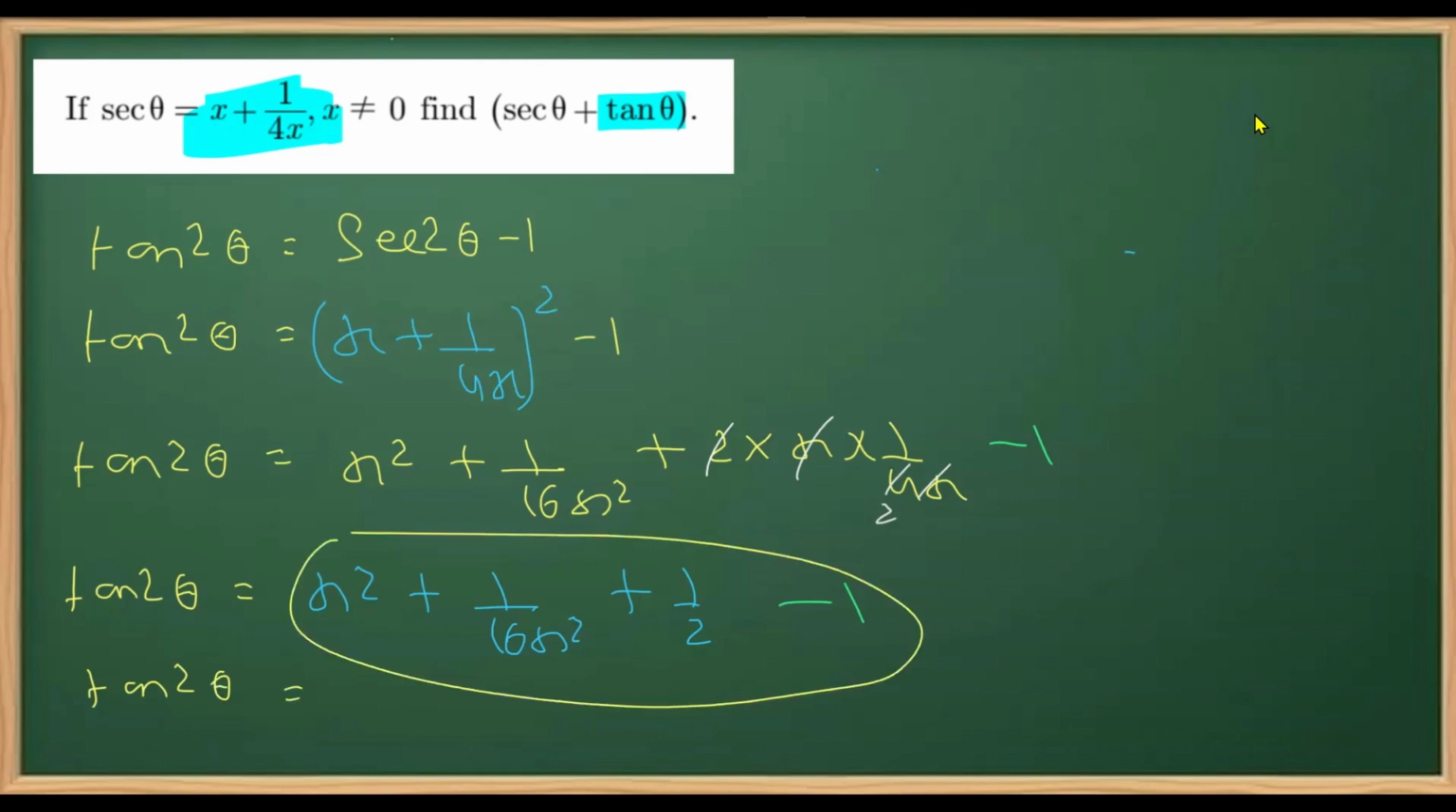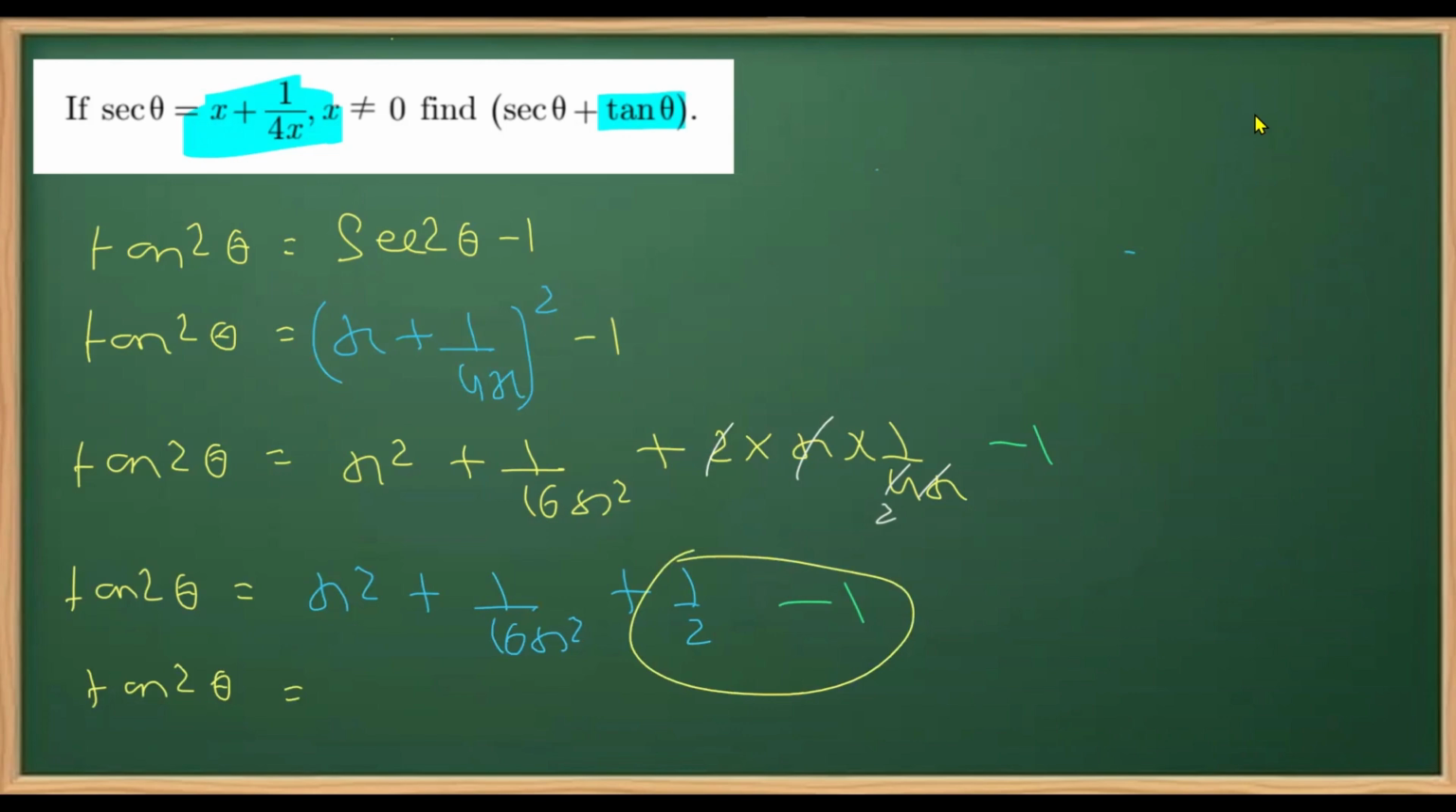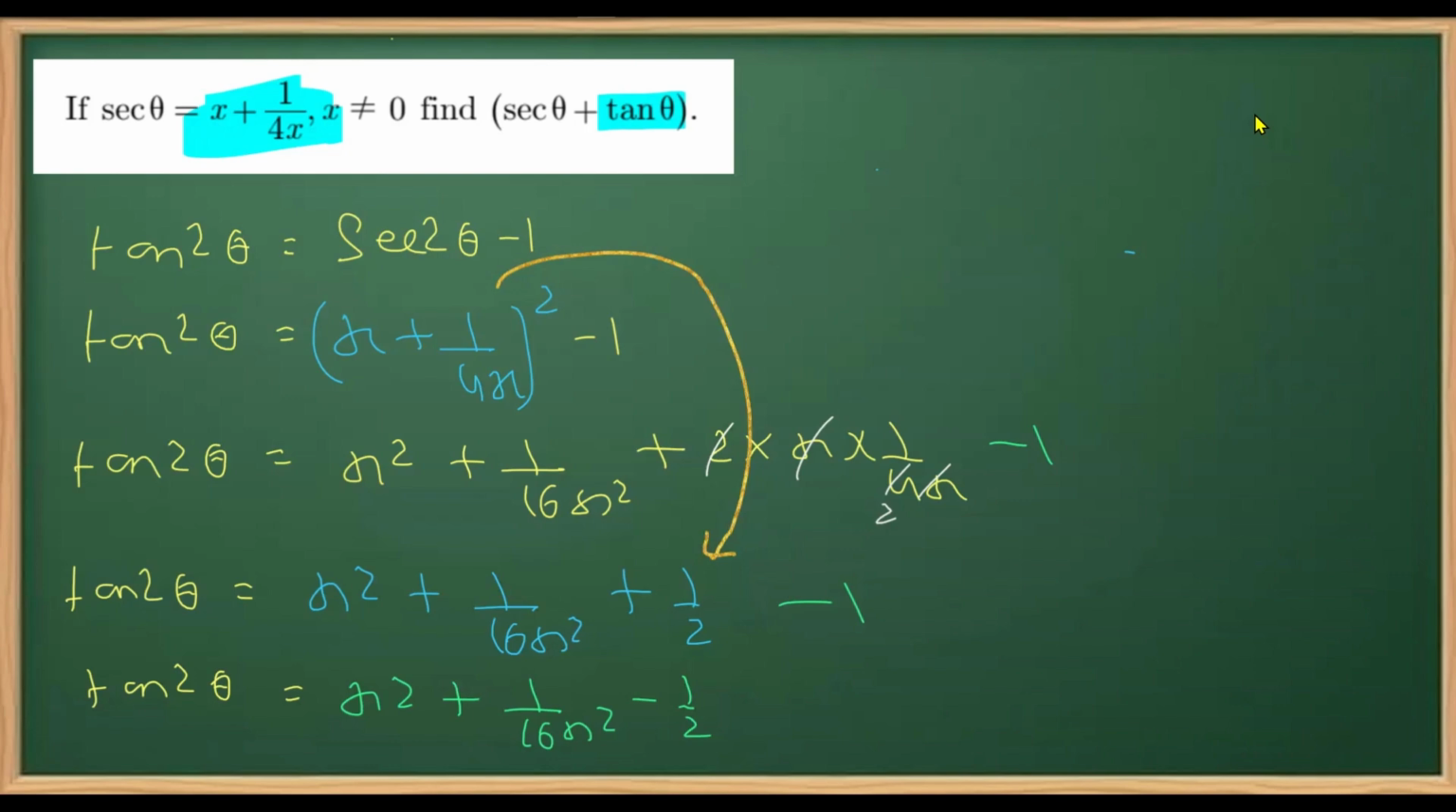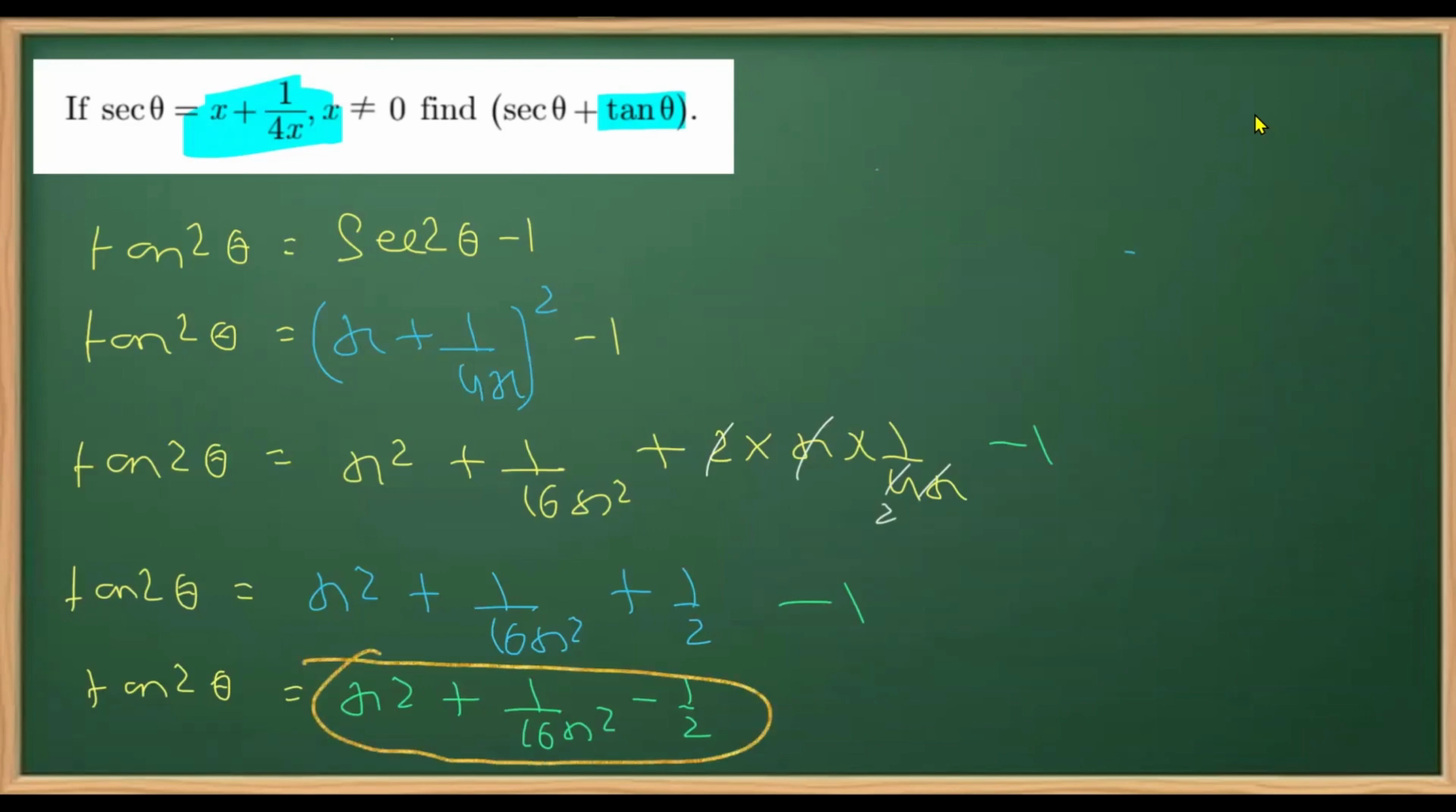Now on simplifying this, what is half minus 1? Minus half. So I can say this will come as x square plus 1 over 16 x square, and half minus 1 is minus half. Now let's figure out once again. If the expansion of this gives you this, that means a square plus 2ab and plus half, right? Then on factorizing this, what we should get is an important thing.